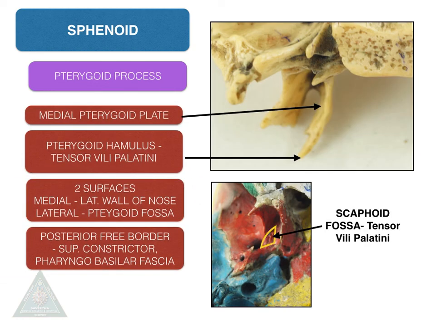Moving on to the medial pterygoid plate. At the lower end of the medial pterygoid plate, we have the pterygoid hamulus, around which the tensor veli palatini hooks. It has got two surfaces, a medial surface which forms a part of the lateral wall of the nose and the lateral surface which forms part of the pterygoid fossa. The posterior free border will give attachment to the superior constrictor of the pharynx and the pharyngobasilar fascia. Near the upper part of the medial pterygoid plate, we have a boat-shaped fossa called the scaphoid fossa, which gives origin to the muscle tensor veli palatini.